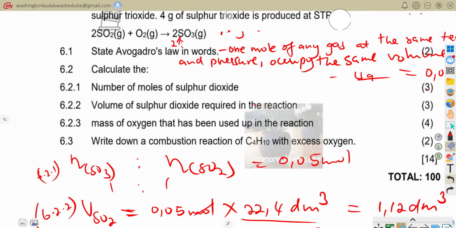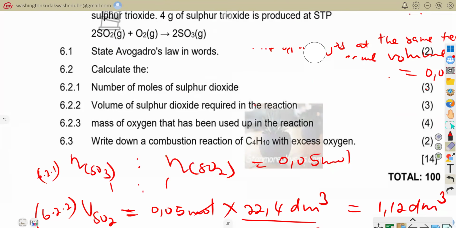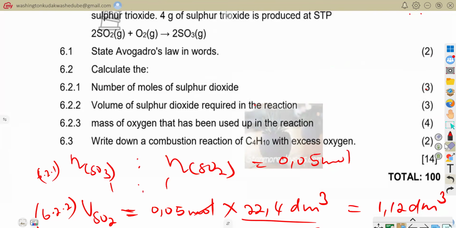The relationship between oxygen and sulfur trioxide is what? What is the mole ratio between those two? You can see that 1 mole of oxygen is going to produce 2 moles of sulfur trioxide. So the relationship is 1:2.